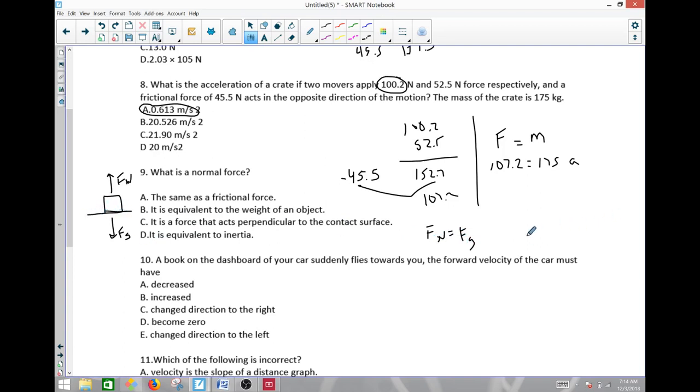So if my box is sitting on an angle, for example, the normal force will be going in this direction. It is the force acting perpendicular to the contact surface.